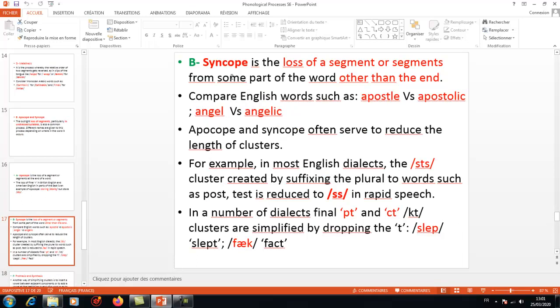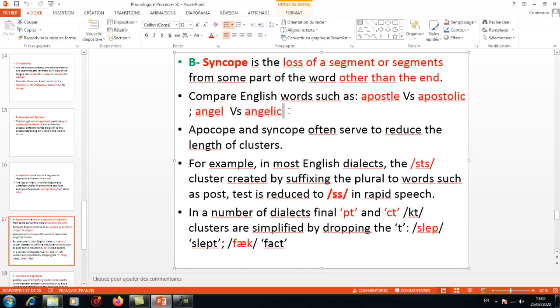The other case, which is related to it but slightly different, is syncope. This is the loss of a segment or segments from some part of the word rather than the end. It's other than the end. This is the difference. The first one happens at the end. Here, it happens somewhere else apart from the end.